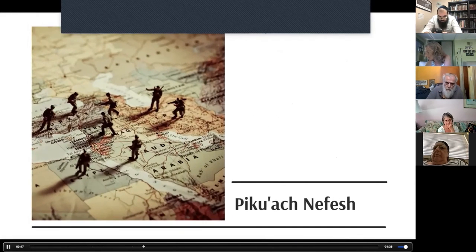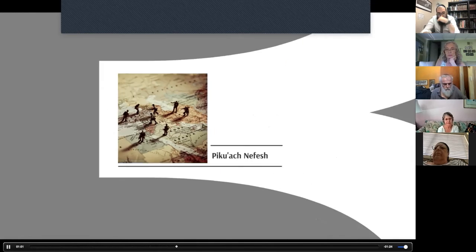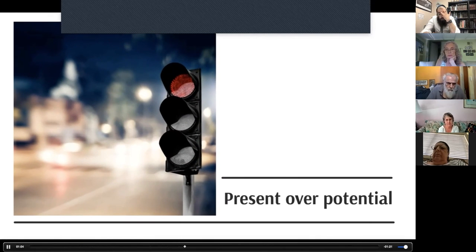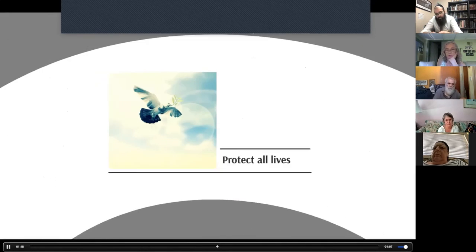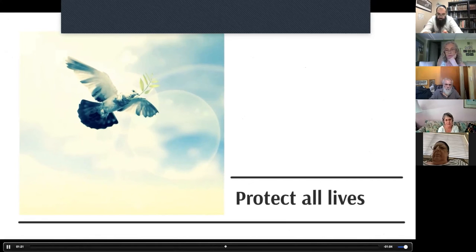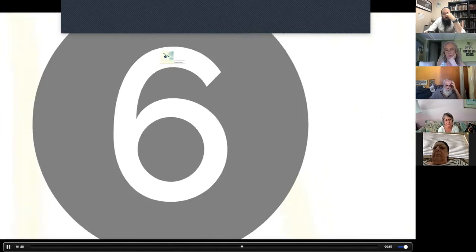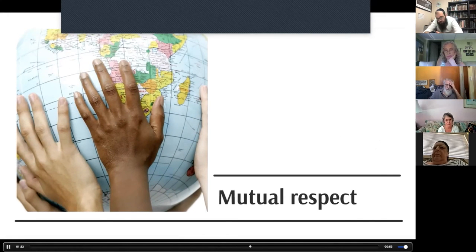3. Non-pikuach nefesh arguments, such as the ideological and demographic considerations, political or economic fallout, international standing, etc., cannot override pikuach nefesh considerations. 4. Present and immediate pikuach nefesh overrides potential pikuach nefesh in the future. 5. We turn to Israel's security experts with all questions relating to national security. 6. Israel must do its utmost to protect all lives, as well as seek to ease the plight of Arabs under its control.